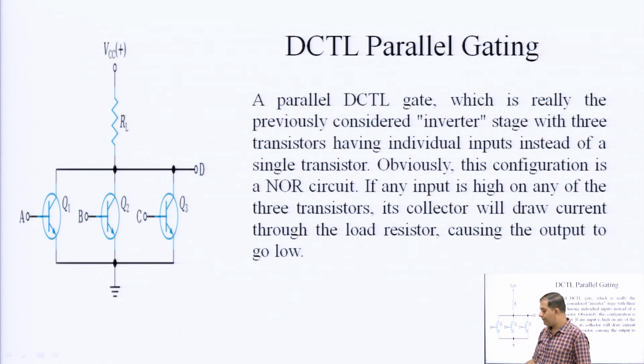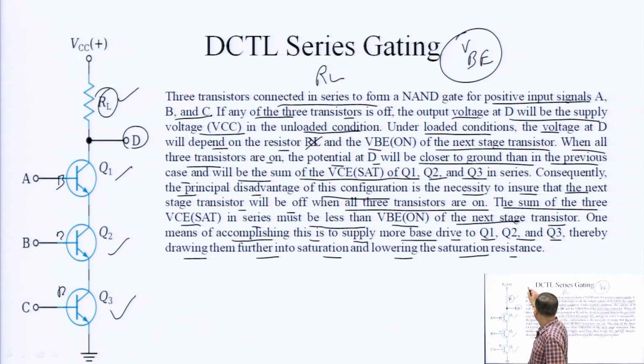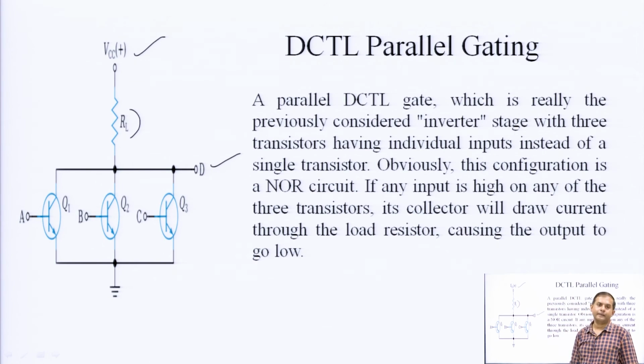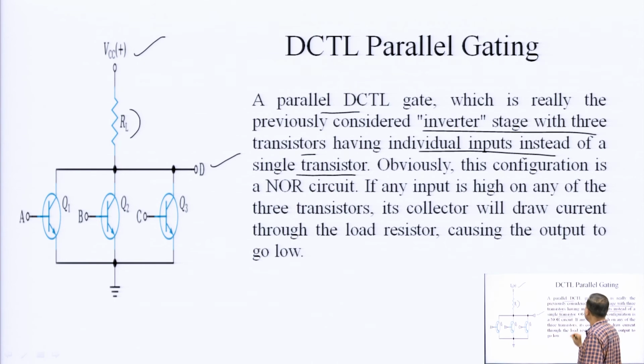Now, previously we have discussed DCTL series gating. Now, we are going to discuss DCTL in parallel gating. Okay. So, let us see, here we are having VCC, one load resistor RL, three transistors Q1, Q2, Q3, and output is taken from the collector of all the transistors. So, a parallel DCTL gate is really the previously discussed inverter stage with three transistors having individual inputs instead of a single transistor.